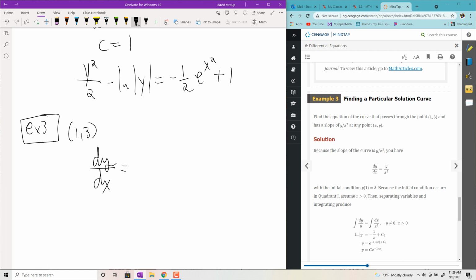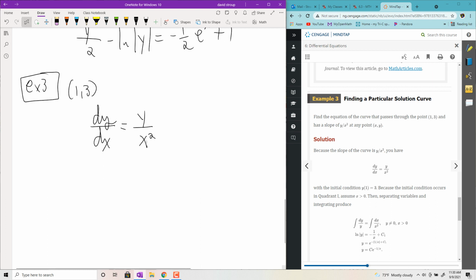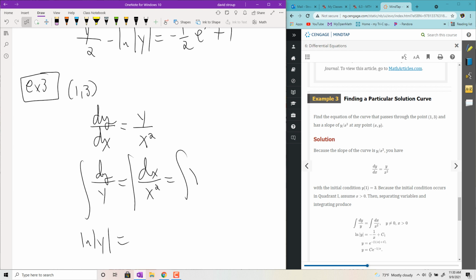So here they're telling you the slope is y over x squared. And essentially that tells you a differential equation. Okay, so I want to solve this to get the particular curve going through the point (1, 3). So first separate. So I get dy over y equals dx over x squared. I want to integrate. So ln absolute value of y. Let's rewrite this integral as x to the negative 2 dx. So power rule, x to the negative 2 plus 1 is negative 1, and then it'll be divided by negative 1, which is the same as multiplying by negative 1, plus c.